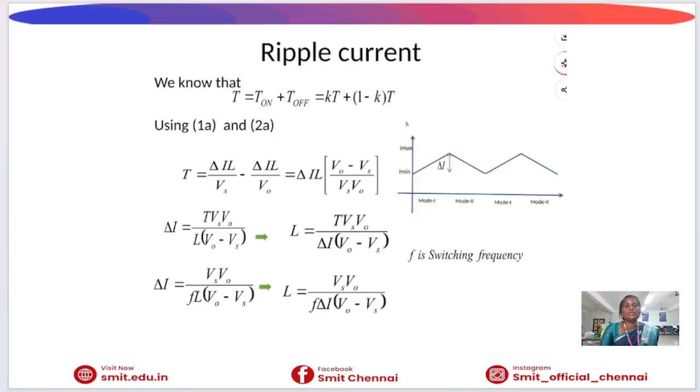The ripple current is the variation in inductor current during each switching cycle. During the on period, current increases, and during the off period, it decreases. The ripple current depends on inductance, switching frequency, source voltage, and duty cycle. Reducing the ripple current improves the efficiency, reduces the loss, and increases the converter reliability.